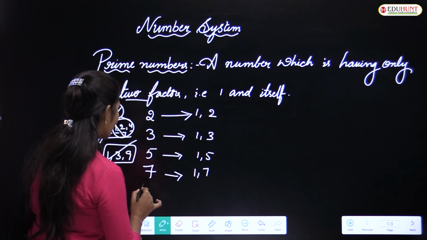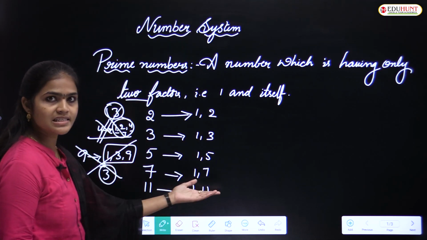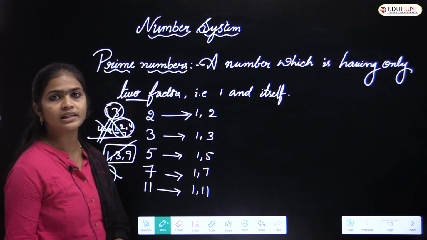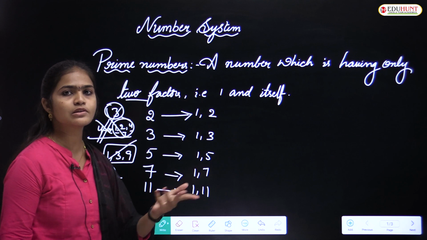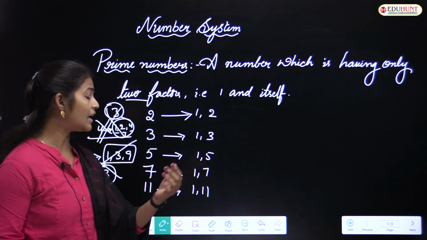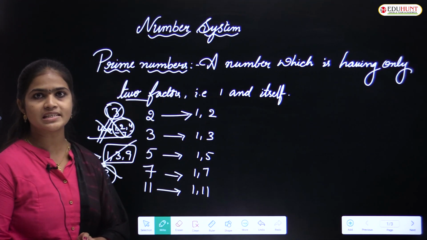So the next prime number is 11. 11 is having only 2 factors. Just check that. If you have any doubt, you can check. How many factors are there? Is there any other factor? Then you can comment. If you know that other than these 2 factors any other factor is there, then you can comment in the comment section.